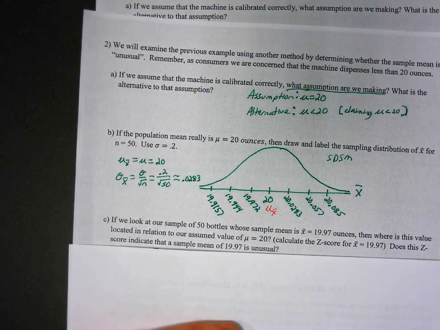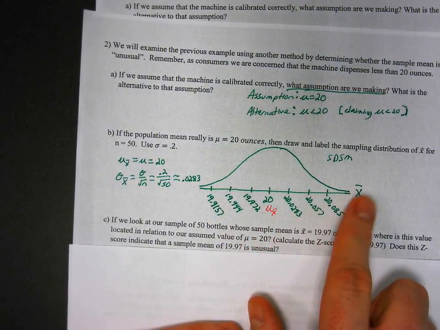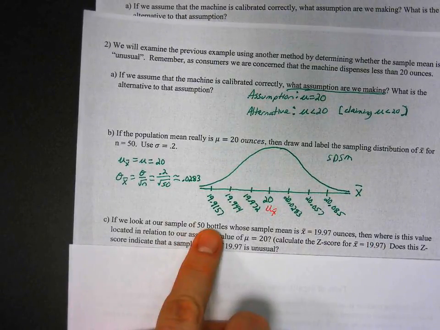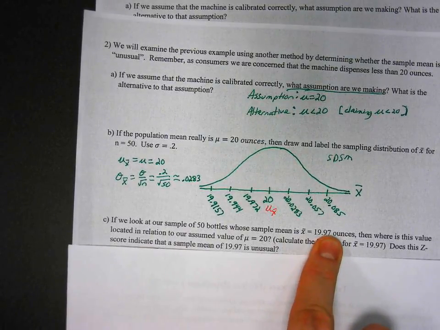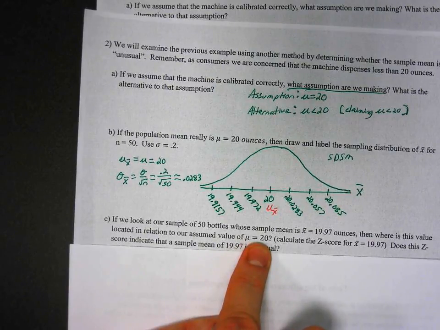Okay, but we're going to get into that here in a minute. Okay, so once we have that distribution for the sampling distribution of sample means, the x bar distribution, now we're going to look at our sample of 50 bottles whose sample mean was 19.97 ounces. Where is this value located in relation to our assumed value of mu equals 20?